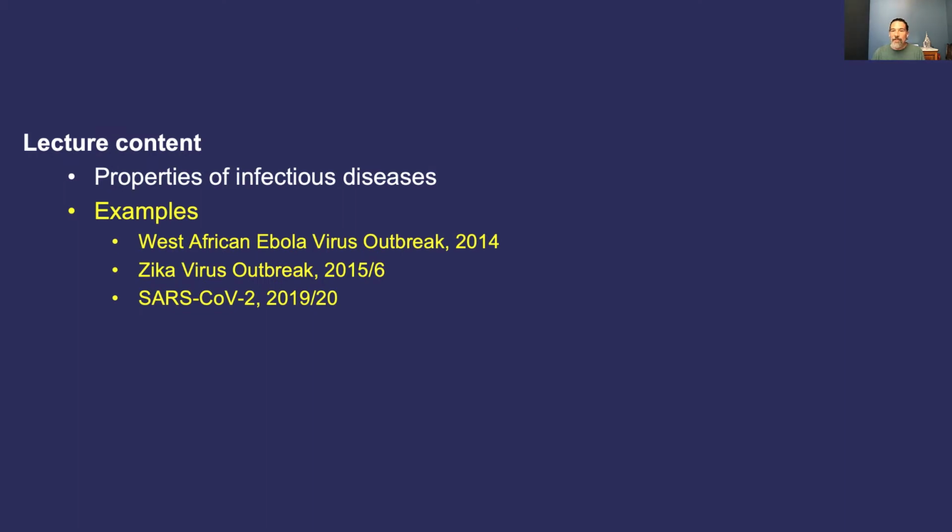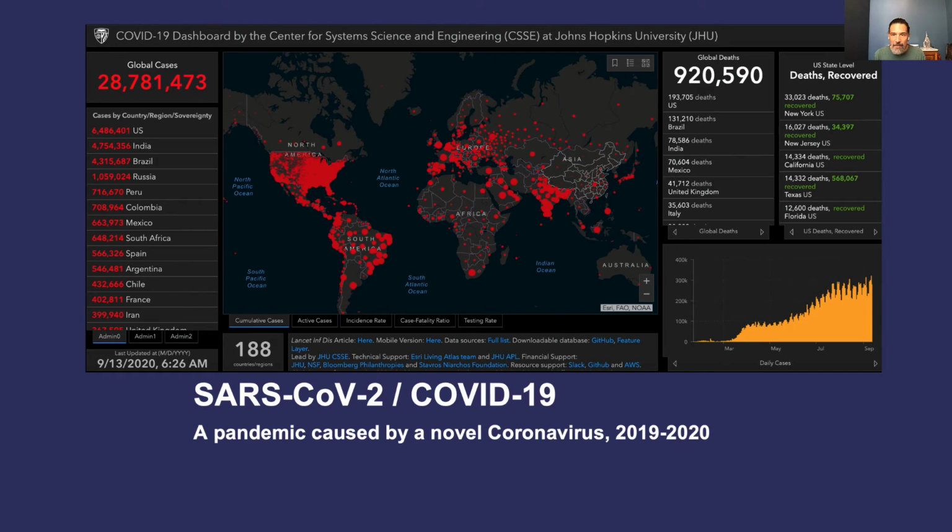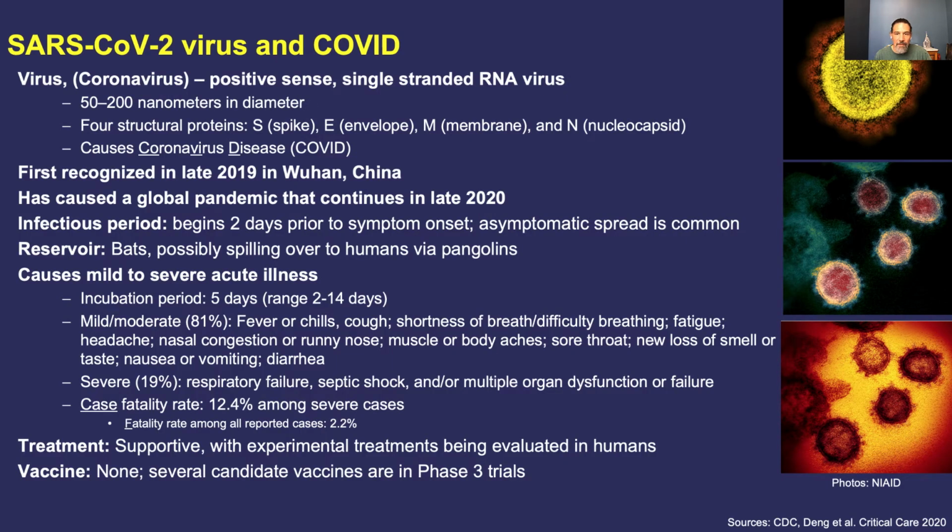So now that we've covered some key properties of infectious diseases, we'll go through a few examples of recently emerging or re-emerging infectious diseases. First example is the SARS-CoV-2 or COVID-19 pandemic caused by a novel coronavirus. Coronaviruses are a large family of viruses that can cause illness in animals or humans. In humans, there are several known coronaviruses that cause respiratory infections. These coronaviruses range from the common cold to more severe diseases such as severe acute respiratory syndrome, or SARS, Middle East respiratory syndrome, or MERS, and of course, COVID-19.